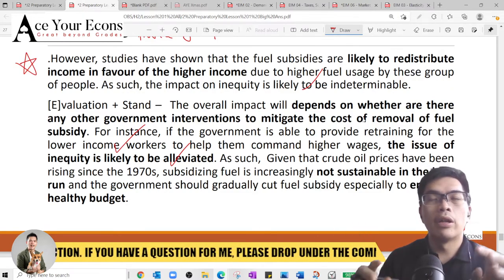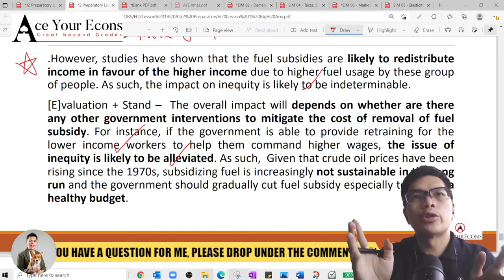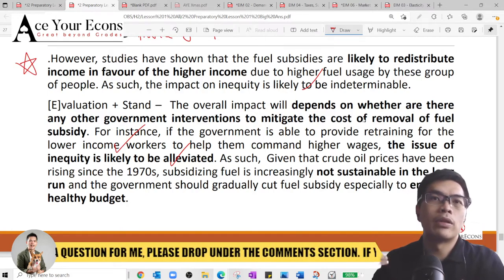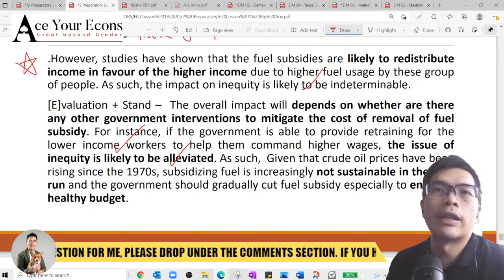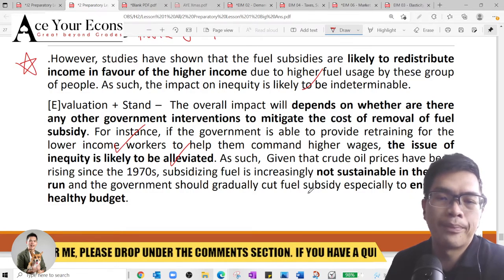So this is how you want to construct a synthesis. Whether or not the government should or should not depends on whether the government is able to step in to mitigate the unintended consequence of removing a fuel subsidy.